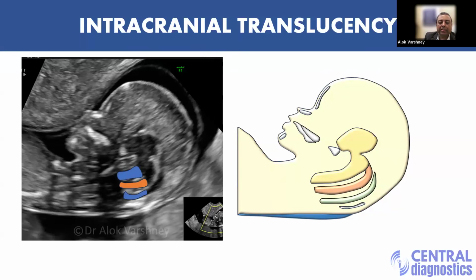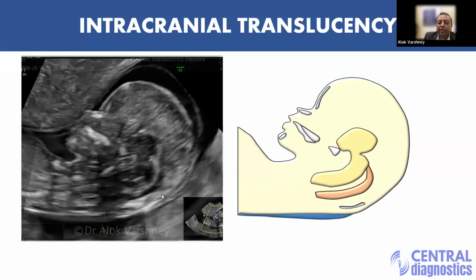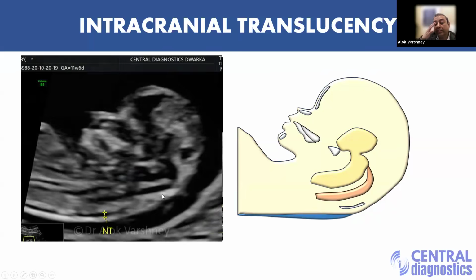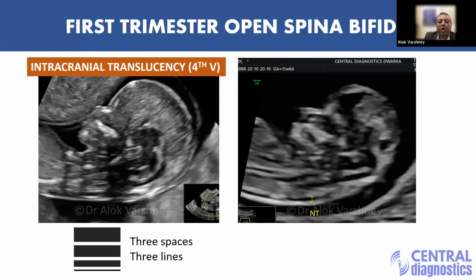So these are the three spaces that we see. This is the brainstem, the fourth ventricle, and the cisterna magna. And when there is an abnormality, when there's a leak of the CSF, then the CSF drains out and this sort of drags the brainstem downwards, and the intracranial translucency gets lost. So we see this kind of an appearance, only two lines and two spaces. So normally we are supposed to see three spaces and three lines.